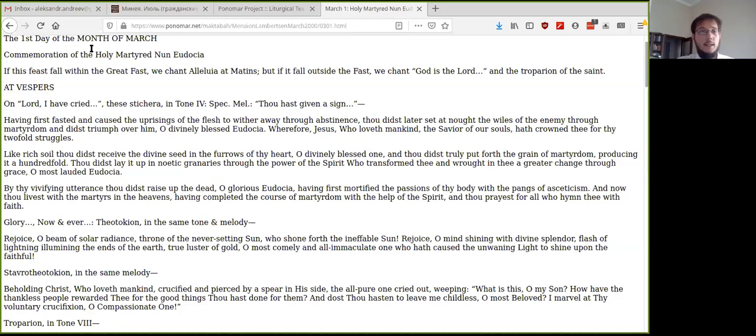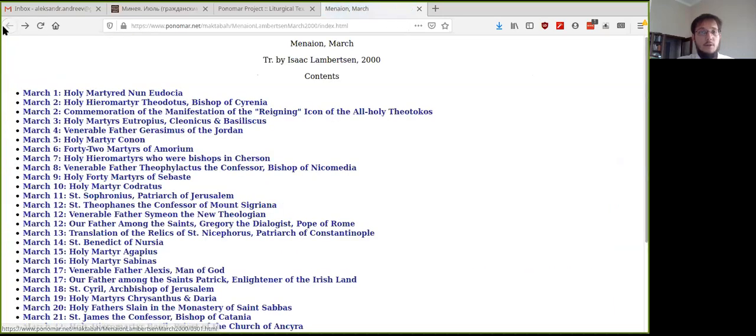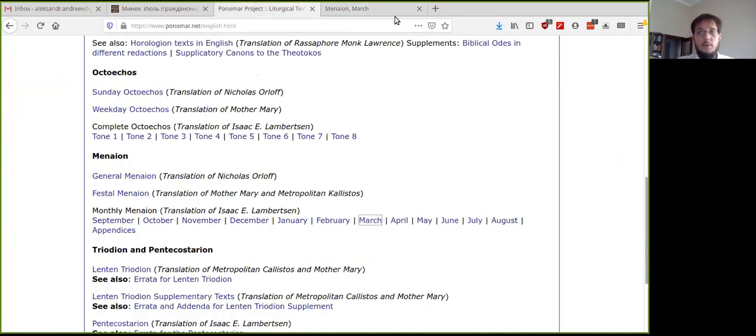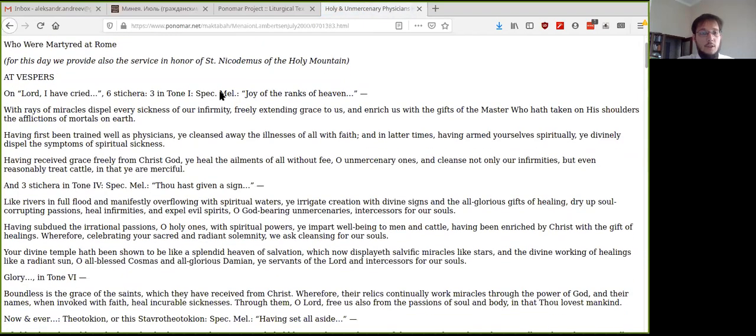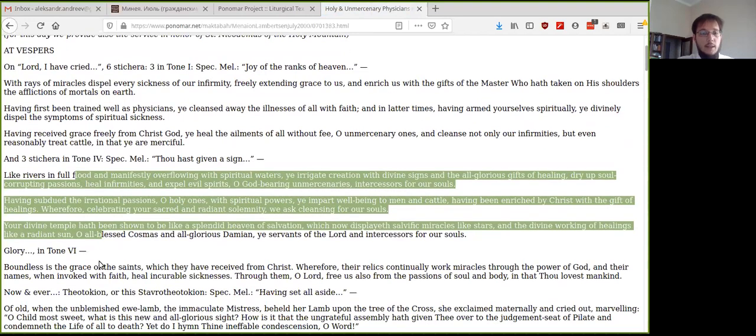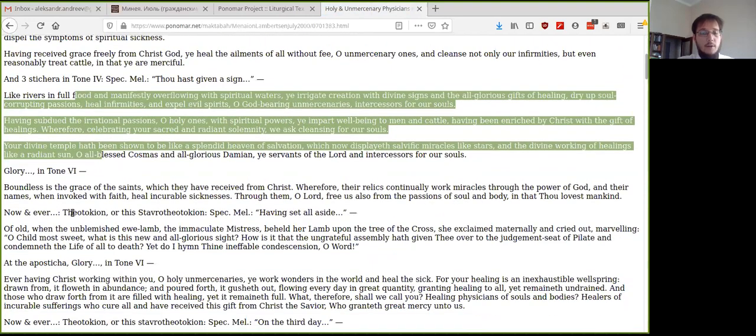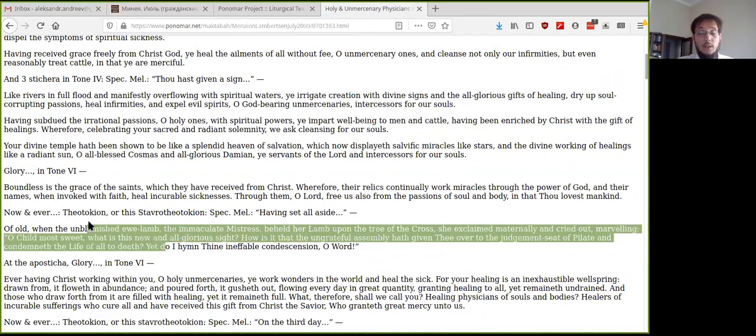So let's take a look at the English. So, I'll get there. July, right? Cosmas and Damian. So you've got three stikira, another three stikira, glory, the doxastikon, now and ever Theotokion, or this Stavrotheotokion, and then it gives you the Stavrotheotokion, but it does not give you the Theotokion. So where do you find the Theotokion, and why is it like that?